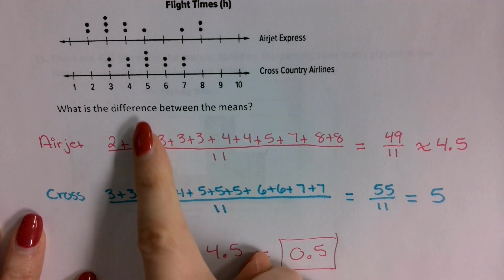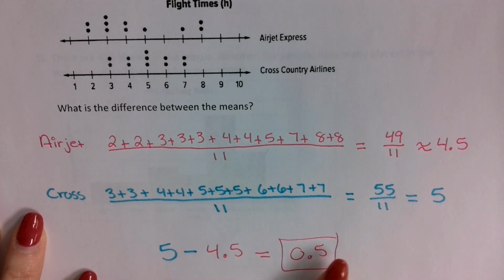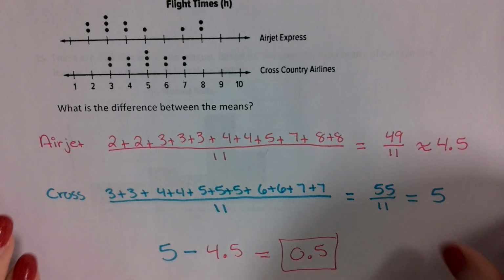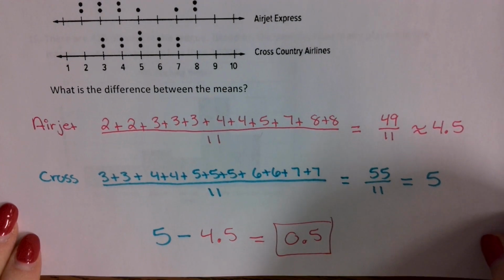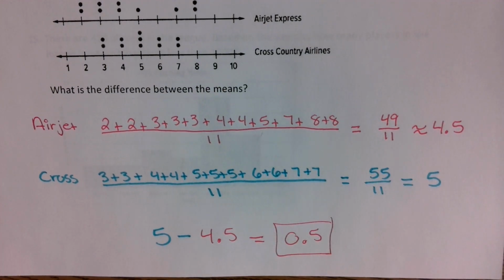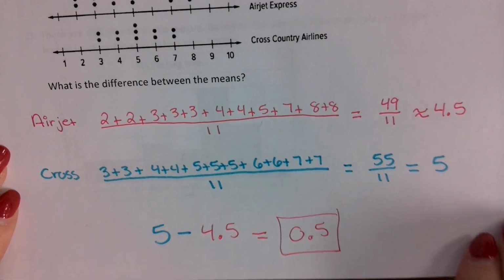And then they said the difference. Difference means you subtract. So we subtract the two values. You should have gotten 0.5. Okay, take a moment to get that down if you don't have it yet. All right, let's go ahead and go on to the next.